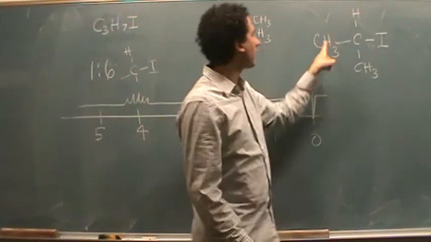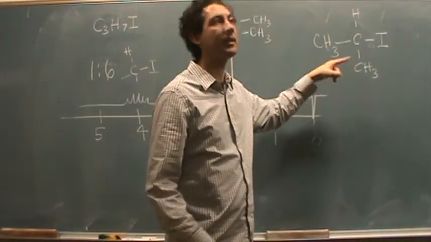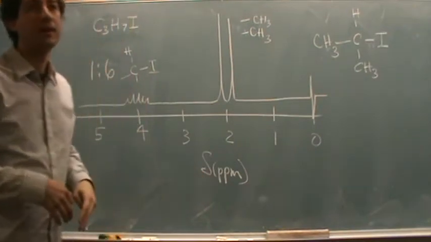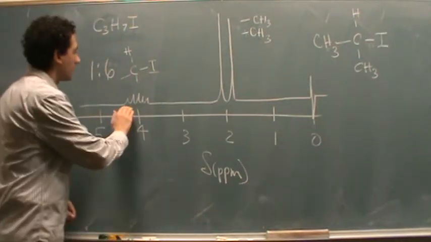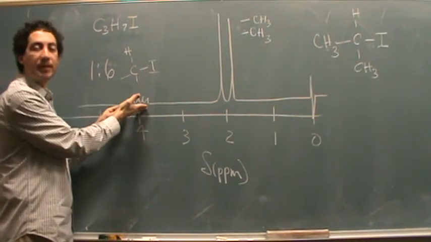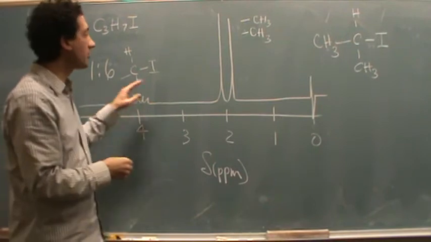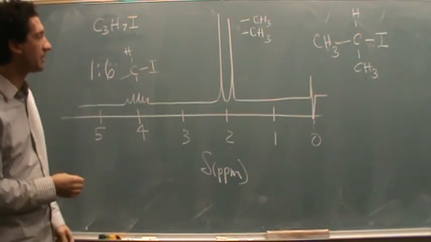If it has 6 neighbors, we add 1 to that, it should give us 7 peaks, and that's most likely what we're getting here. And then it's close to the iodine, so it's shifted to a higher ppm.